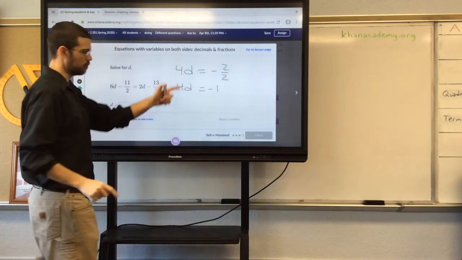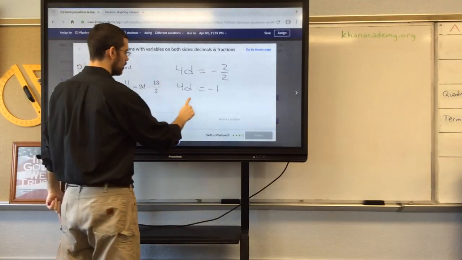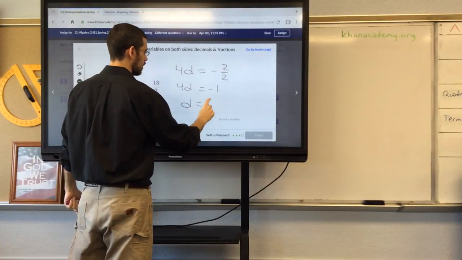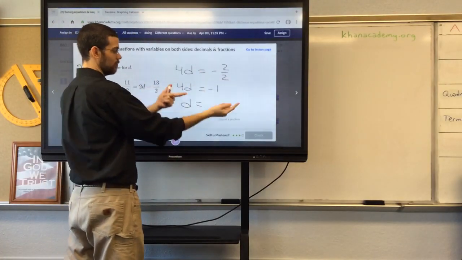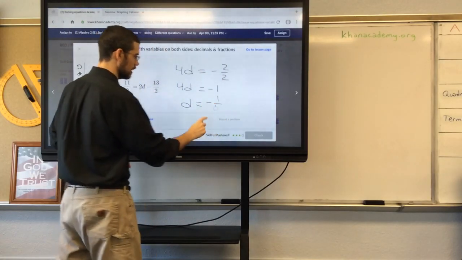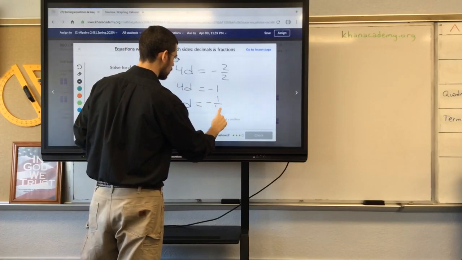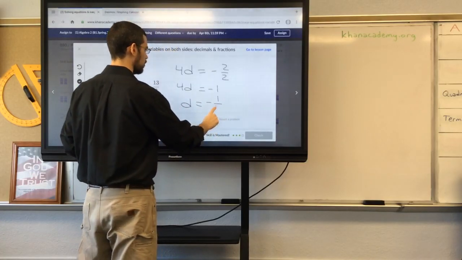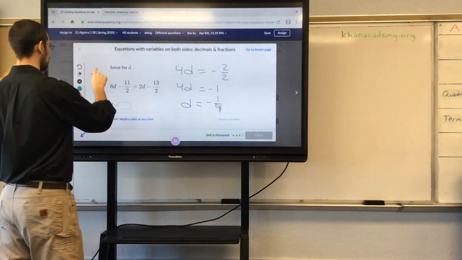And if we want D to be alone, we'll divide by 4. That'll leave us with D. And if we divide by 4 on the left, we have to do the same on the right. So D is negative 1/4. Negative 1/4.